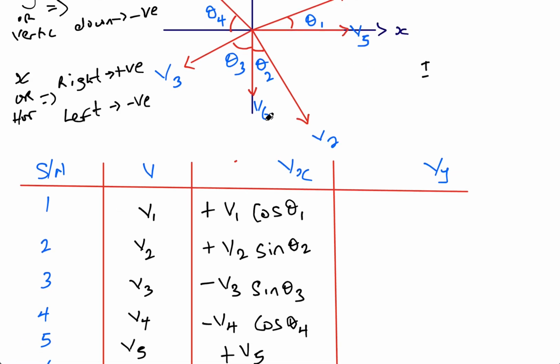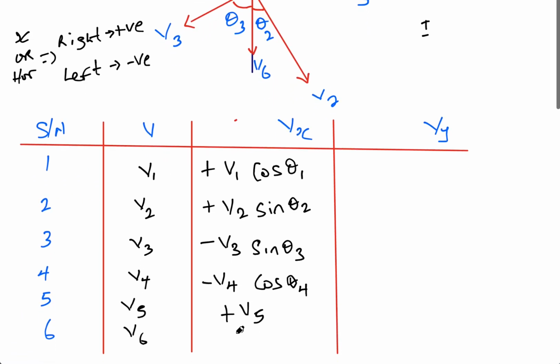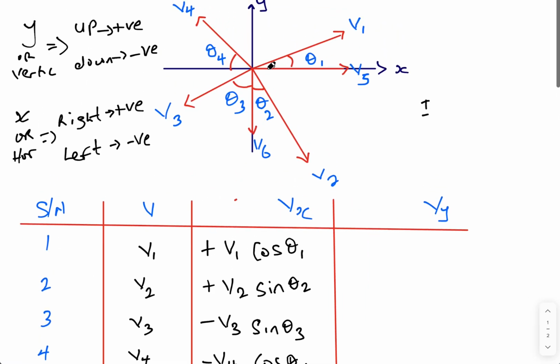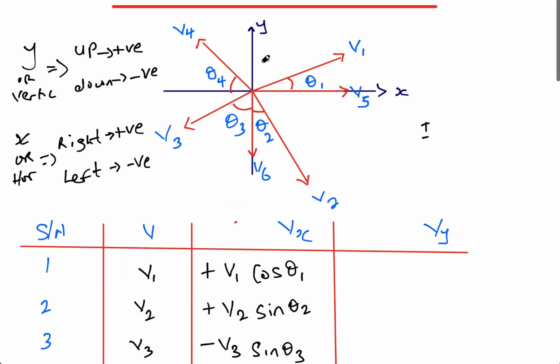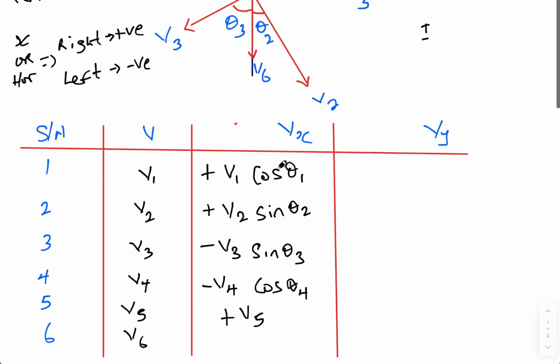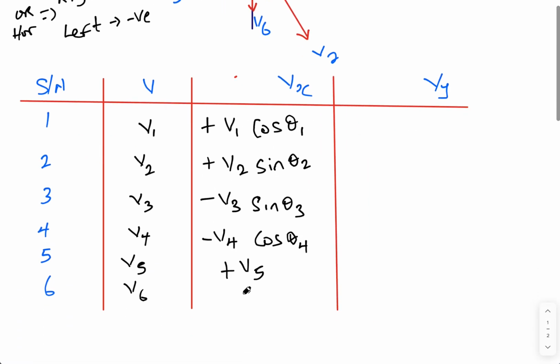Let's go and look at V6. What you notice about V6 is that V6 is also directly on the y-axis. What happens is that when a vector is directly on an axis, the component for the other axis will be 0. So V6 has business with the y-axis only. Therefore, its x component is going to be equal to 0. So we are done with the x-axis.